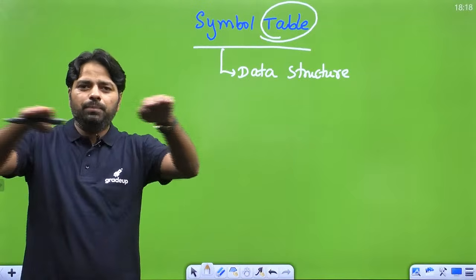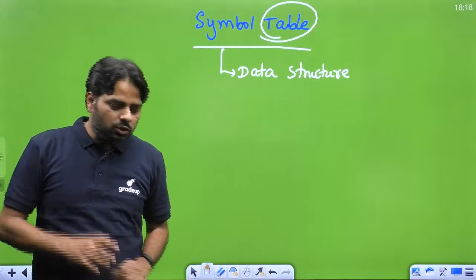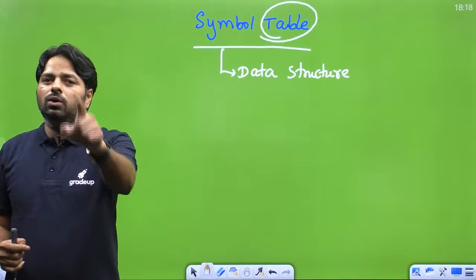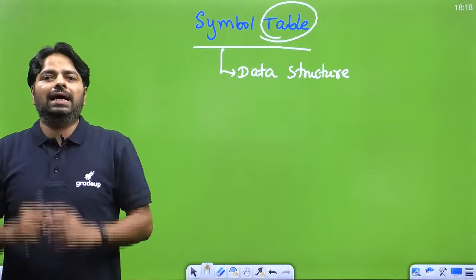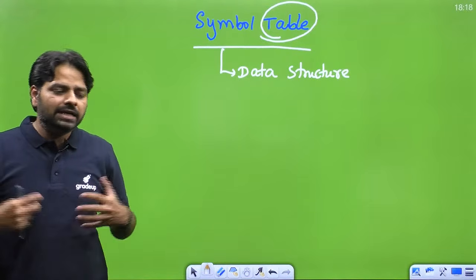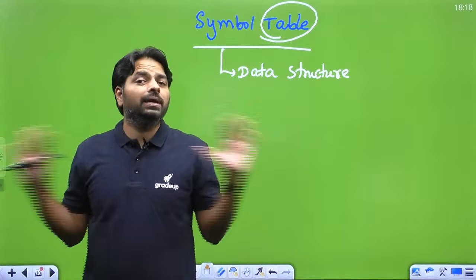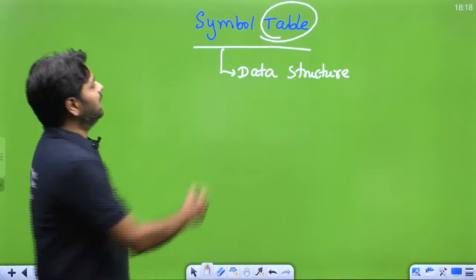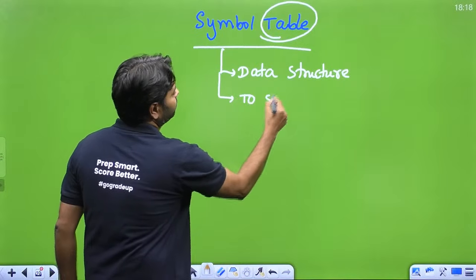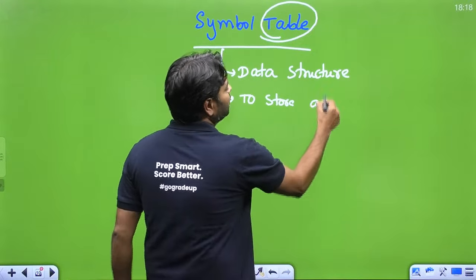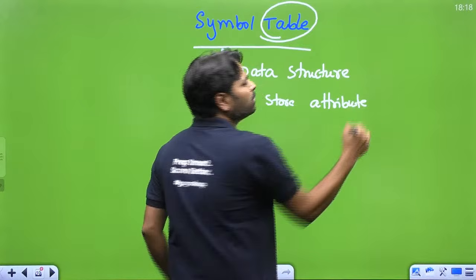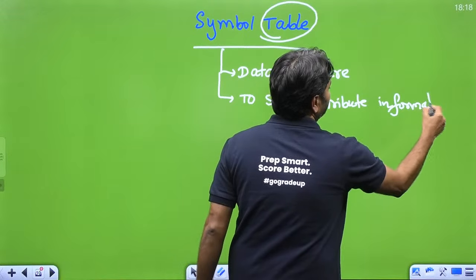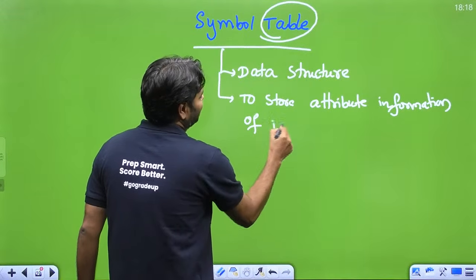Because when you are scanning the program, there are so many things that the compiler is not aware of. Of course, it has the rules, but you are writing your own symbols. They are basically called identifiers, because for identifiers, we have given the name in the program. The compiler doesn't know what name you are going to give. It is going to scan, right? So this data structure helps to store attribute information. It's about the properties of all the lexemes. Attribute information of identifiers.